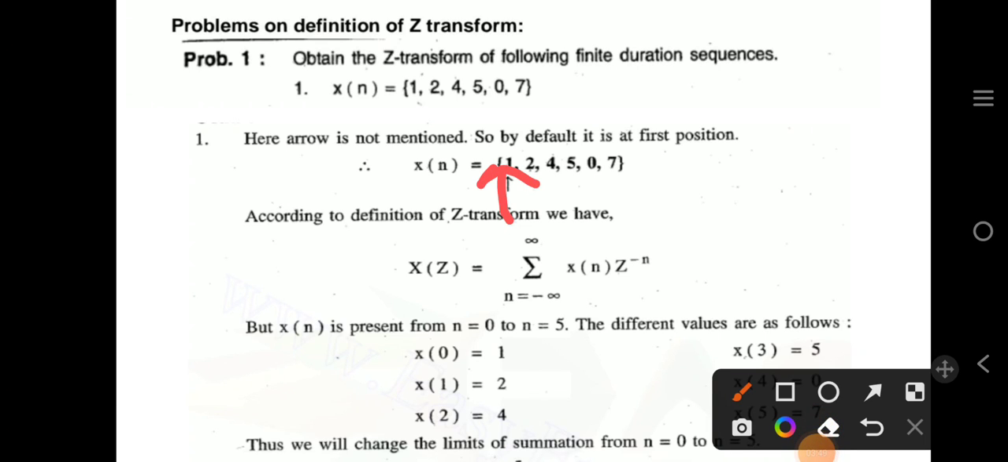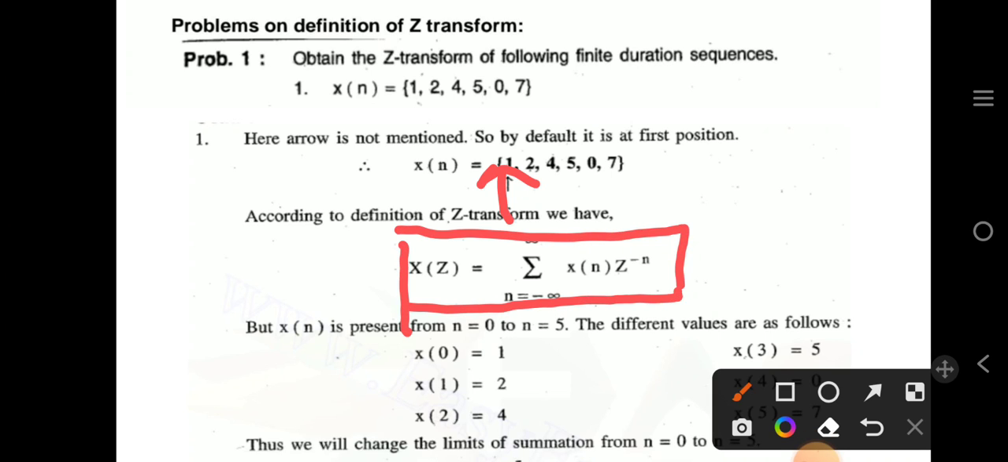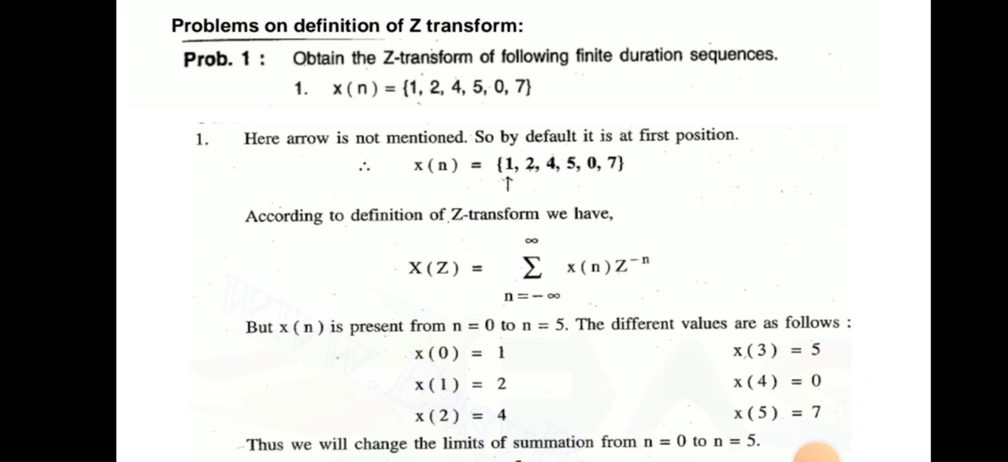According to the definition of Z transform, we know the basic formula of Z transform. It is written here. X of Z, that is Z transform of x of n, is equal to summation n equals minus infinity to infinity x of n z raised to the power minus n. This is the very basic equation of the Z transform which is used to solve such type of problems. But x of n is represented from n equals 0 to n equals 5. The different values are as follows.